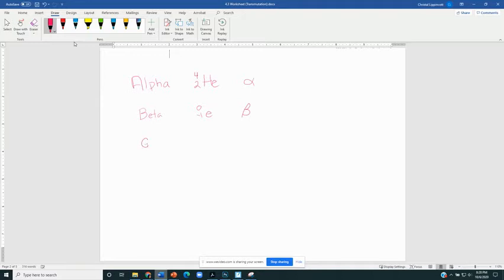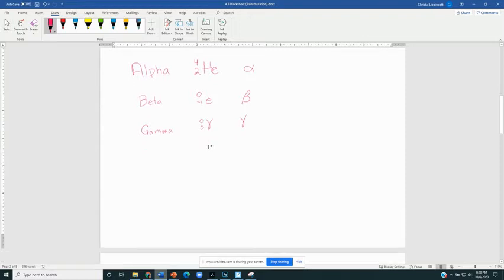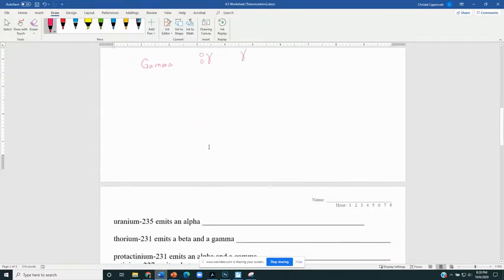And then the last form that we talk about in this course is gamma. Gamma is pure energy. It has no mass, and it has no protons associated with it, and that is the symbol for gamma. So we're going to take these symbols here and apply them to show a decay series that also includes beta decay. And then after we're done with that, we're going to graph that information.